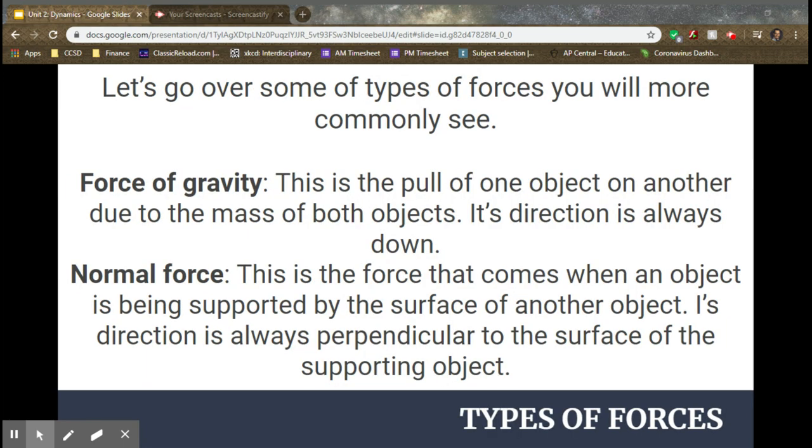All right, let's go over some types of forces that are a little more common to see. We'll start with the force of gravity. So this is the pull of one object on another object due to the mass of both those objects. Its direction will always be down. Gravity is always acting on objects. If an object has mass and there's another object that has mass, there is a force of gravity.